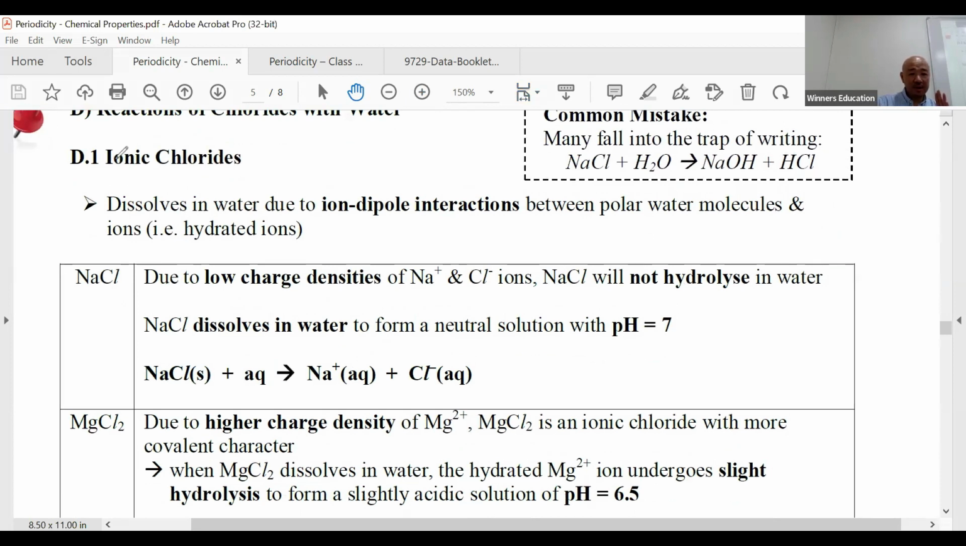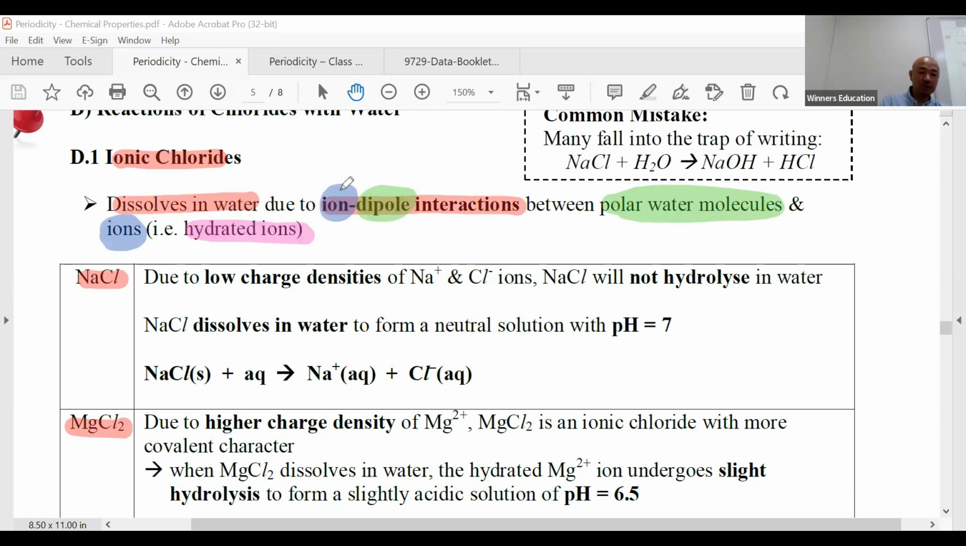Now, ionic chlorides, once again, they will always do what? They will always dissolve in water through ion-dipole interactions. Where are we? We are in bonding, in energetics. Basic fundamentals. Why the ion-dipole interaction? Simply because the dipole comes from the water, which is polar, and the ions come from your ionic compound. And eventually they form your hydrated ions.